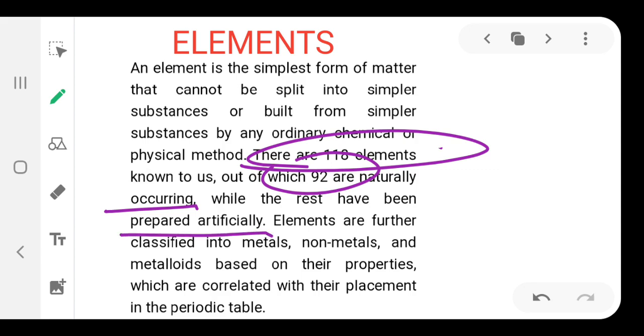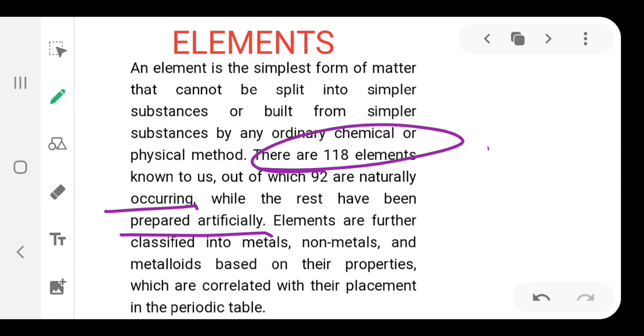Okay, so you just know that for the time being we have close to 118 elements, and in some books you will find close to 122 also, but you will write here approximately 118 elements are there, and among them 92 occur on the earth, while the rest the scientists made in their labs. And I have told you that these elements are further divided into three parts: metals, non-metals, and metalloids. That should be known to you.